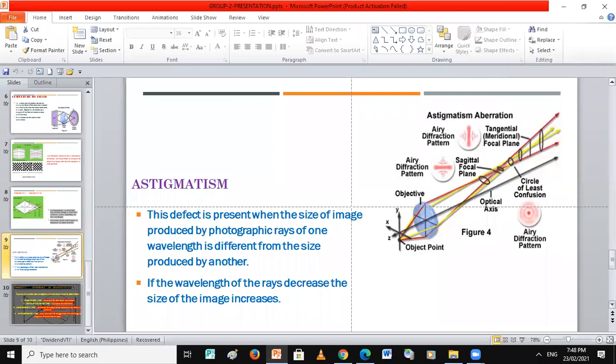So, my topic is about astigmatism. This defect is present when the size of the image produced by photographic rays of one wavelength is different from the size.